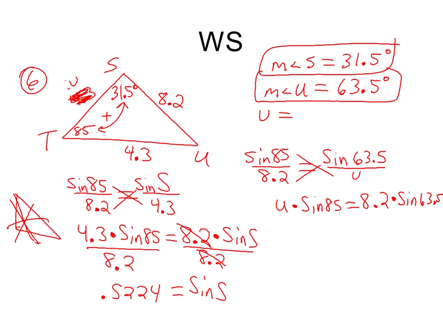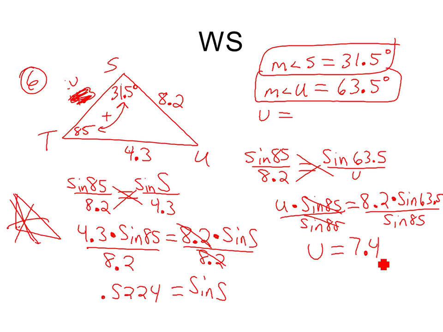63.5. What do you do here before you do that, Sydney? What do you do next? Divide both sides by sine 85. These cancel, and you're left with just U equals, and you can punch all that in. 7.4. Everybody agree with that? Yeah.